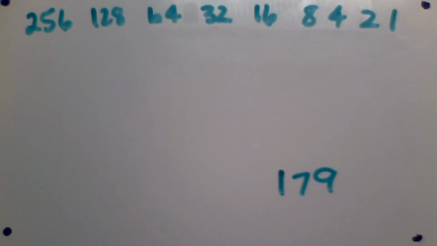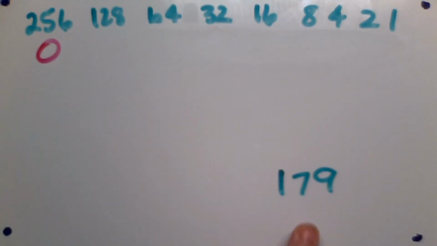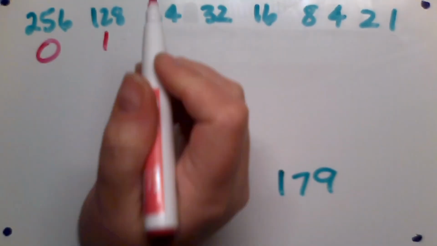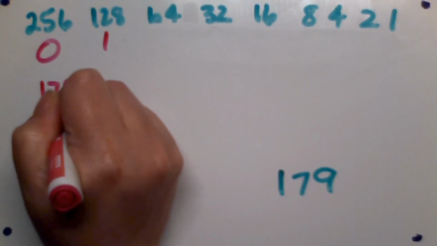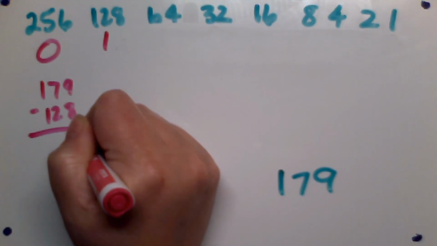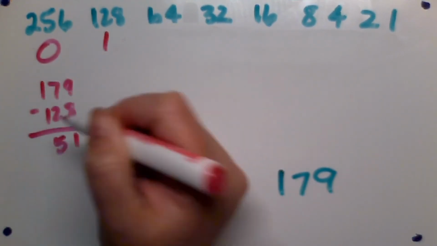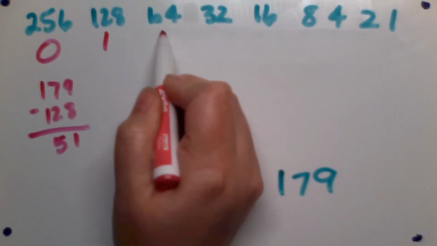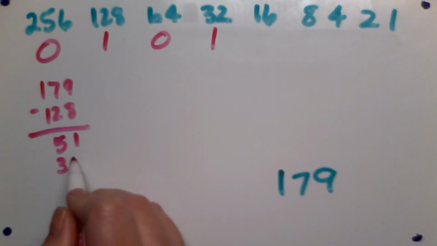All right, so 256 cannot go into 179. 128, yes, that can go in there. So let's put a 1 there. That's a yes. We're going to take 179 minus 128, and our leftover is 51. 64 cannot fit into 51. 32 can, so we'll put a yes and subtract 32.